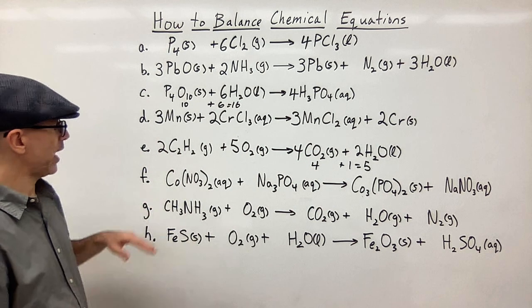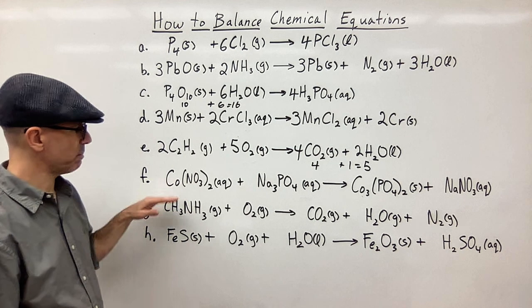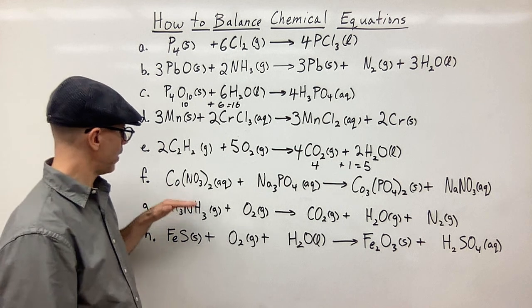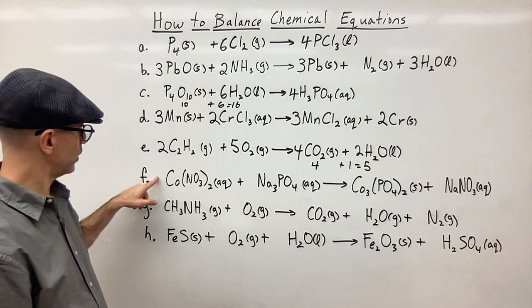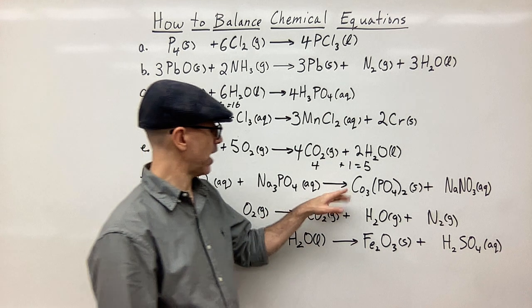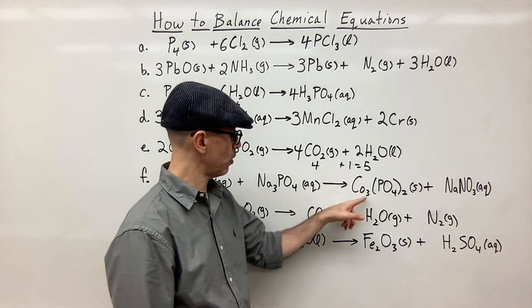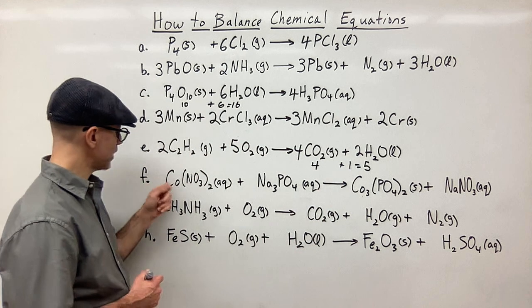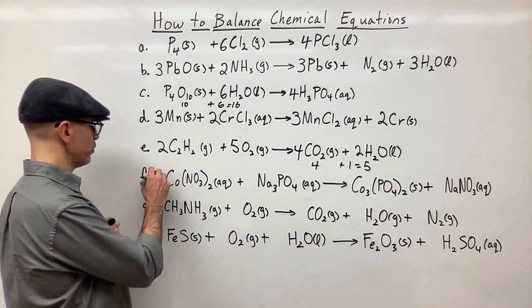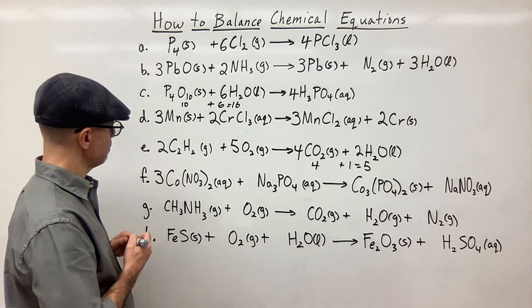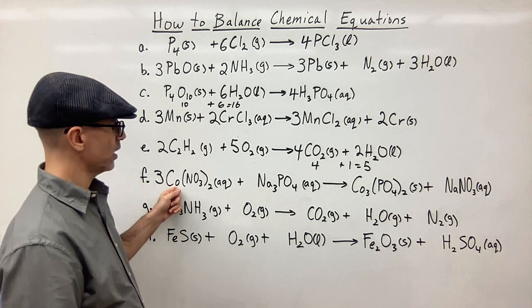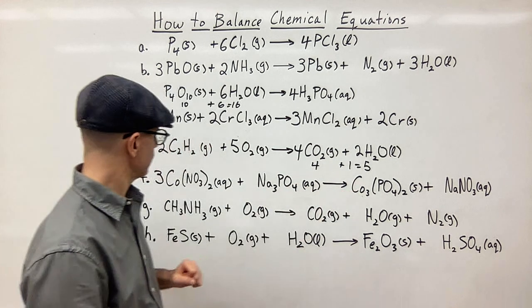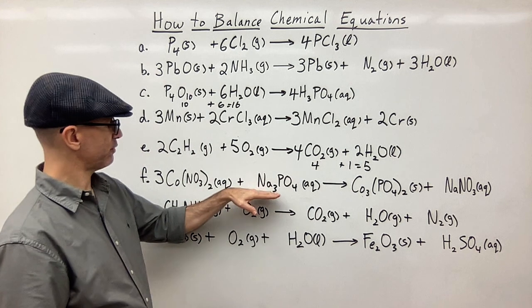Okay, in this one we have some polyatomic ions and some metals. So we're going to balance the metals first. So I have 1 cobalt. 1 times 1 is 1. And here I have 1 times 3 is 3. I have 3 cobalts here. So what times 1 gives me 3? 3 times 1 gives me 3. So I have 3 cobalts now and 3 cobalts here. So that's balanced.